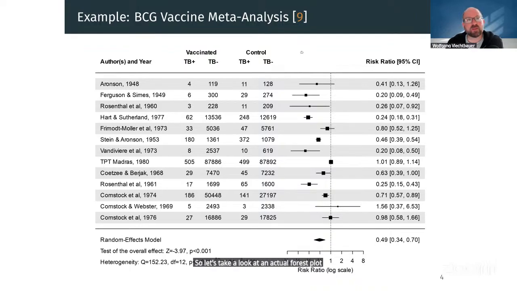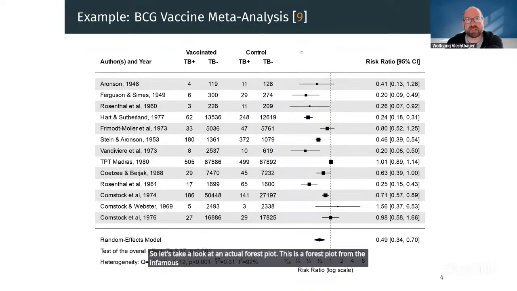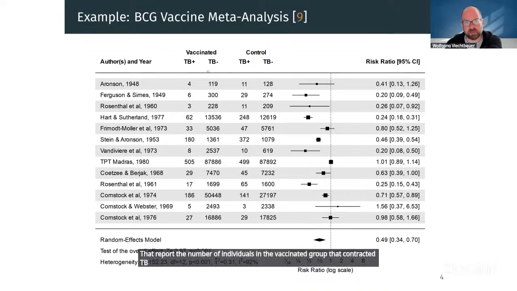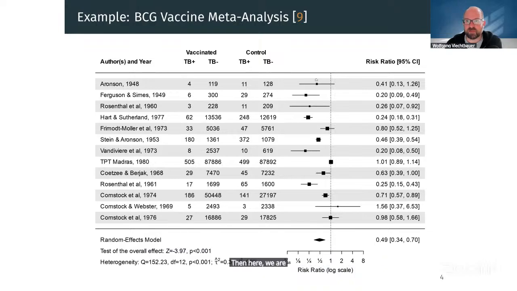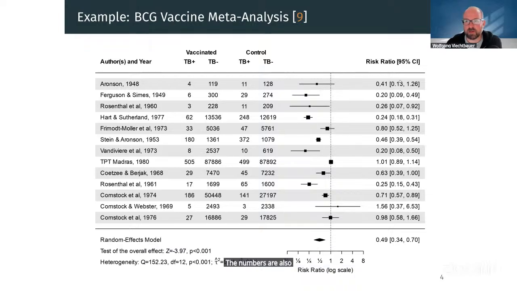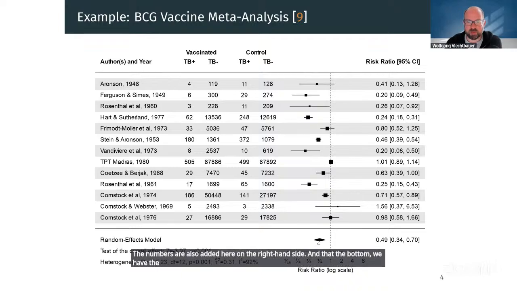This is a forest plot from the infamous BCG vaccine meta-analysis. The BCG vaccine is a vaccine against tuberculosis. And we have 13 studies here that report the number of individuals in the vaccinated group that contracted TB or that did not, and the same thing for the control group. Then here we are shown the actual effect sizes. These are risk ratios with corresponding confidence intervals. The numbers are also added here on the right-hand side. And at the bottom, we have the summary polygon or the diamond.